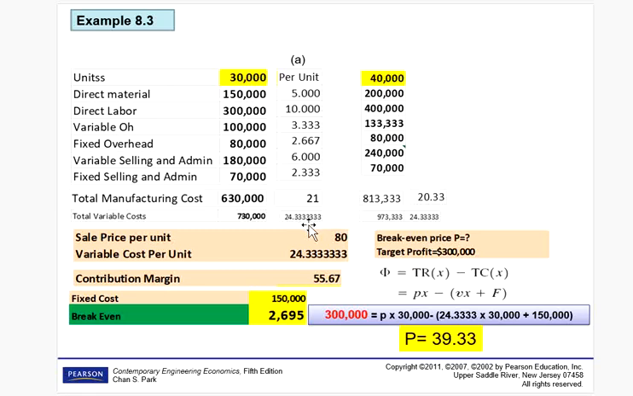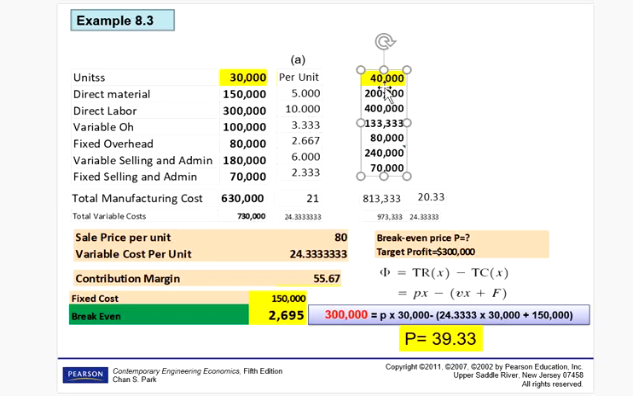Clear? Now what is the variable cost for 40,000 units? It was not given, right? So we can calculate now. This is 40,000 number of units times 5, you get the material cost, right? 40,000 times 10 is this one.